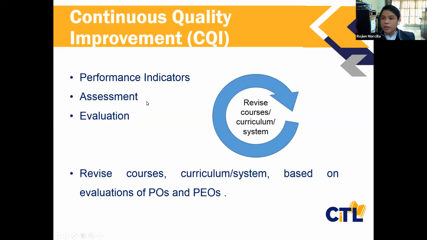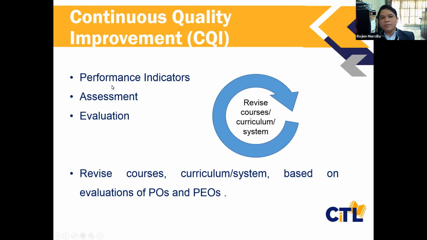Then what is the assessment that we need to do? We need to think about that now, and how do we evaluate? So these things need to be in place. And lastly, after these, we need to revise the curriculum system based on the evaluation of the POs. So that is the process of CQI.